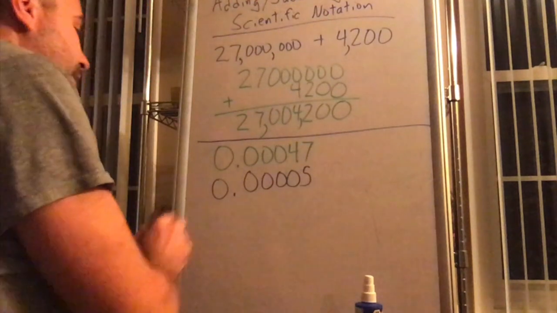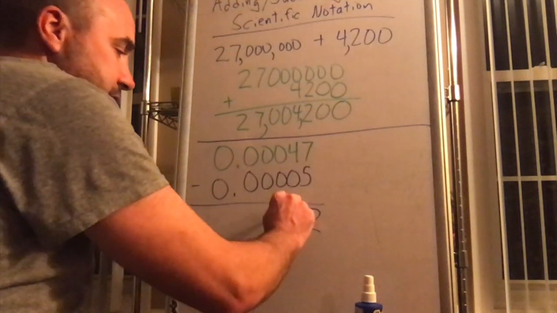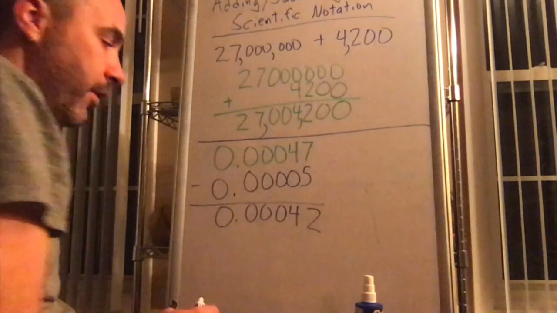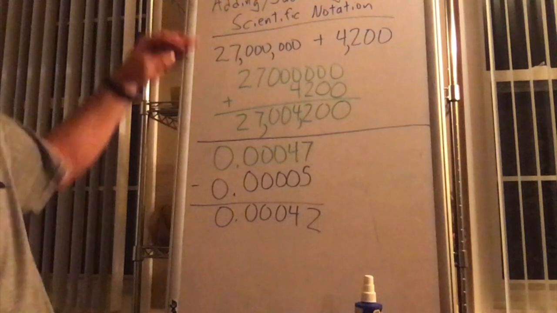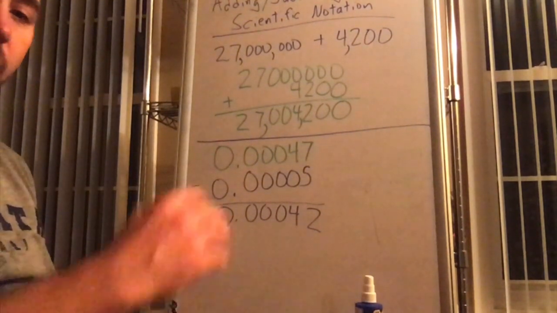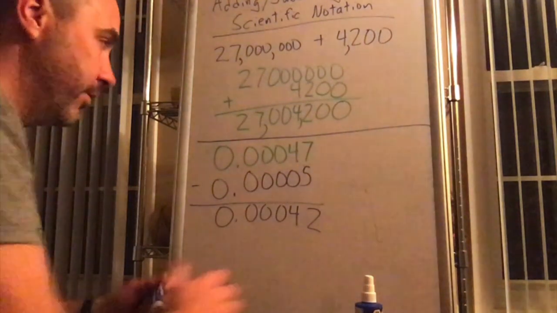And then subtracting it, same thing. 7 minus 5 is 2. 4 minus 0 is 4. And then I've got all of these zeros left. So the key thing here is making sure that we line up the place values. If we don't line up the place values, we can't add and subtract the correct way.